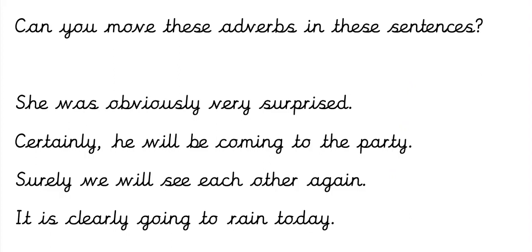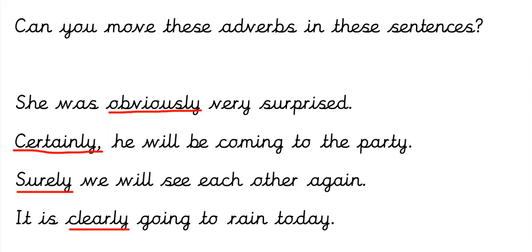Okay, so before we move on, then let's identify our adverbs to indicate possibility. So she was obviously very surprised. Obviously is my adverb of possibility. Certainly he will be coming to the party. Certainly is my adverb of possibility. Surely we will see each other again. Surely is my adverb of possibility. And it is clearly going to rain today. Clearly is my adverb of possibility. So well done if you identified your adverbs first.